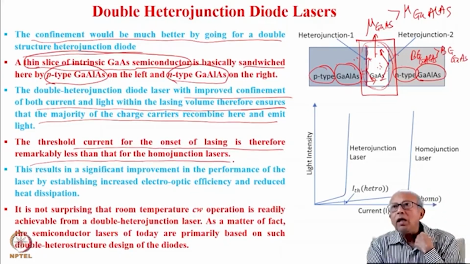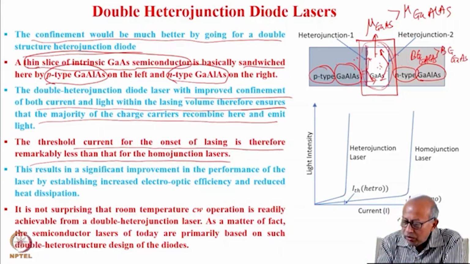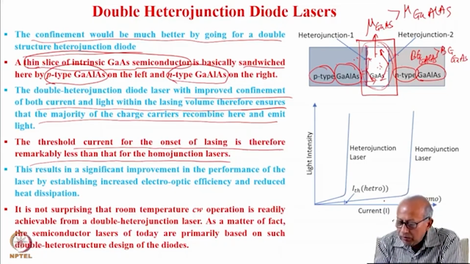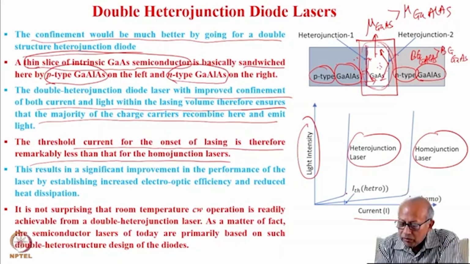This can be easily established by performing an experiment where the light intensity as a function of current has been plotted, for both the homojunction laser and the heterojunction laser. You can clearly see that the threshold current for lasing for the heterojunction laser is much less compared to I threshold for the homojunction.